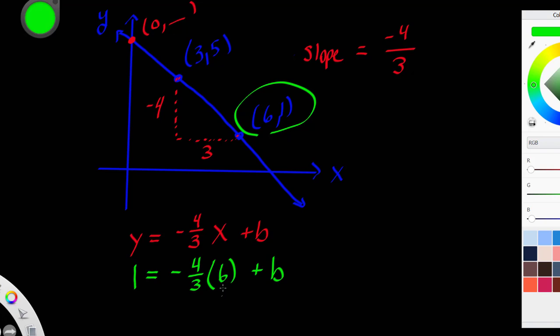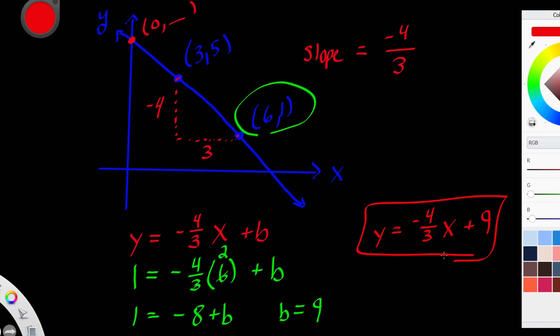plus b, and that's going to give me 1 equals, let's see, 3 and 6 cancel out to give me 2, so it'll give me negative 8 plus b, which means b will equal 9. Therefore, the equation of this line, and my final answer, is going to be y equals negative 4/3 x plus 9. So the y-intercept I was looking for occurs at 9.